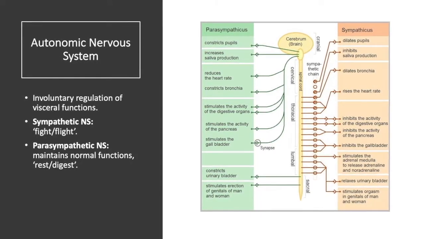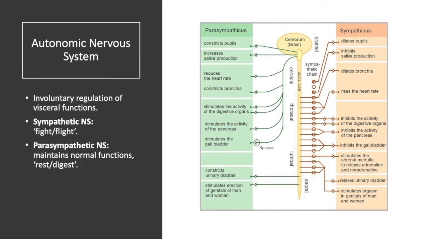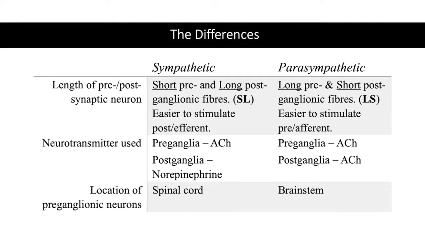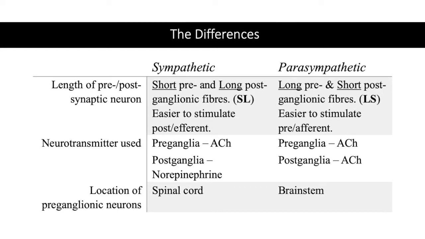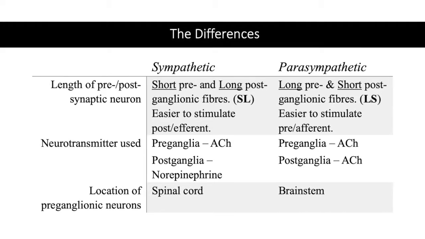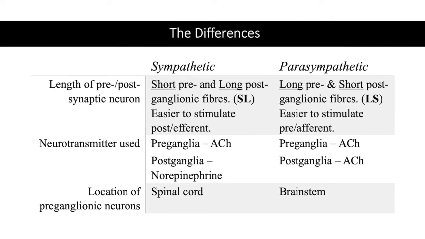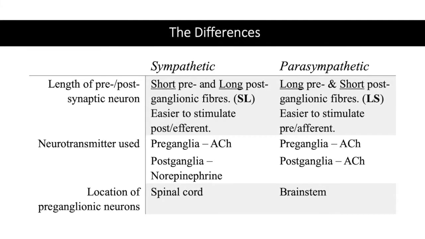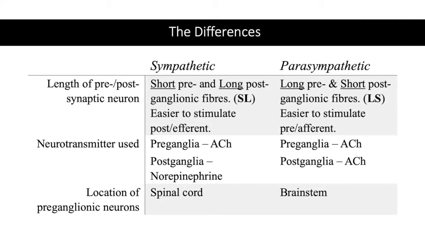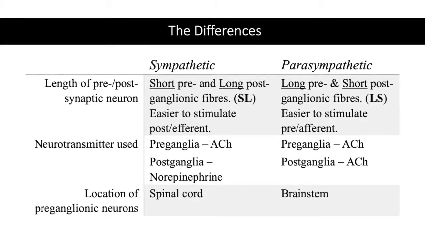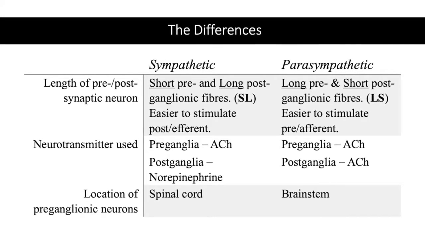These sympathetic and parasympathetic nervous system pathways differ in 3 ways. One, they have different lengths of pre- and post-synaptic neurons, whereby the sympathetic nervous system has short pre-ganglionic neurons and long post-ganglionic fibers, and as a result it is easier to stimulate the post or efferent ganglia area. There's the parasympathetic pathway, which has long pre-ganglionic neurons and short post-ganglionic fibers. With this, it is easier to stimulate the pre- or afferent fiber ganglia.